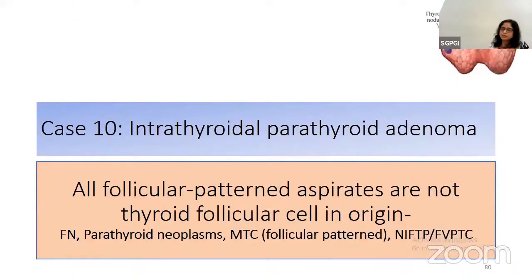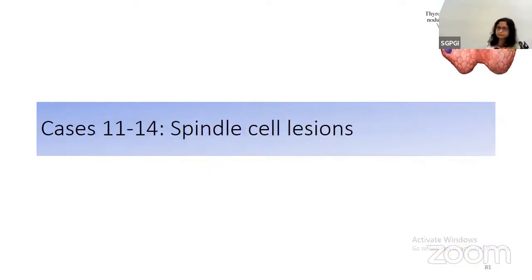The take-home message: not all follicular pattern aspirates are of thyroid follicular cell origin. Usually they are follicular neoplasms, but parathyroid neoplasm, follicular pattern MTC, NIFTP, and follicular variant PTC need to be kept in the differential diagnosis. You need to look for ancillary findings. Parathyroid is very difficult to diagnose, but if the history is of a nodule behind the thyroid, the nuclei are small, round, hyperchromatic, and there is scant cytoplasm, then you can think of it. But it is quite difficult to diagnose unless you have the history.